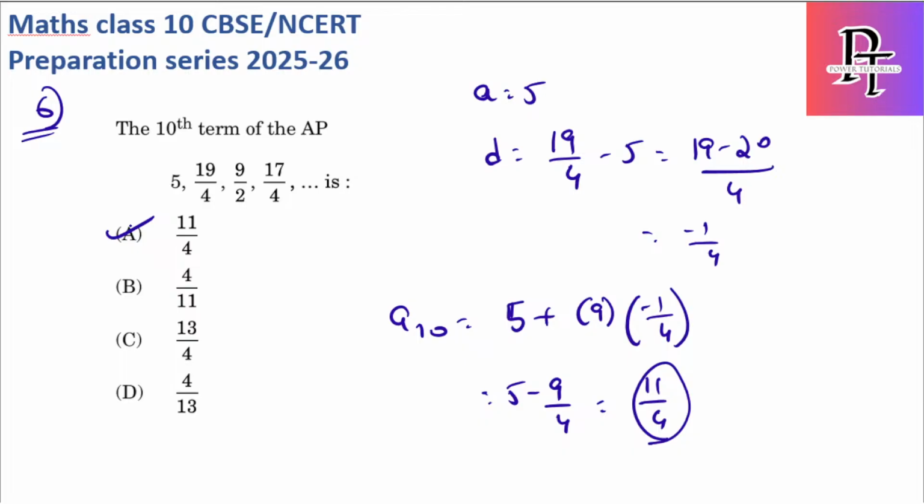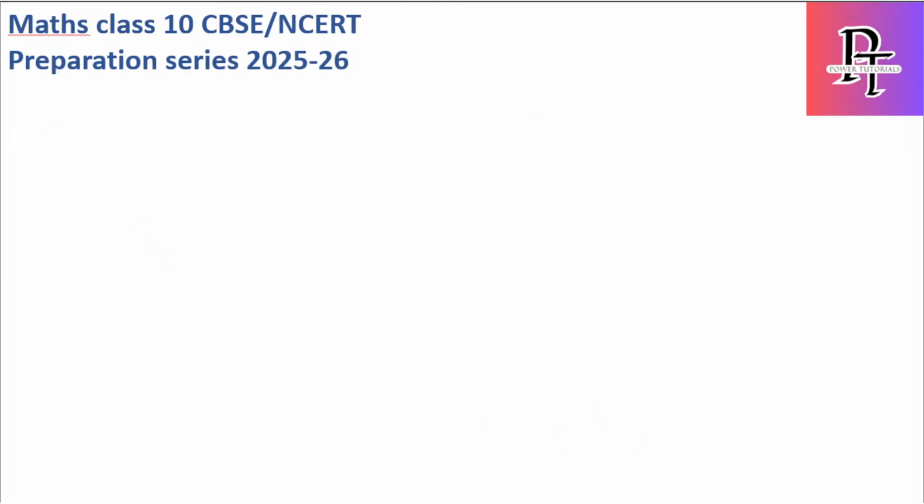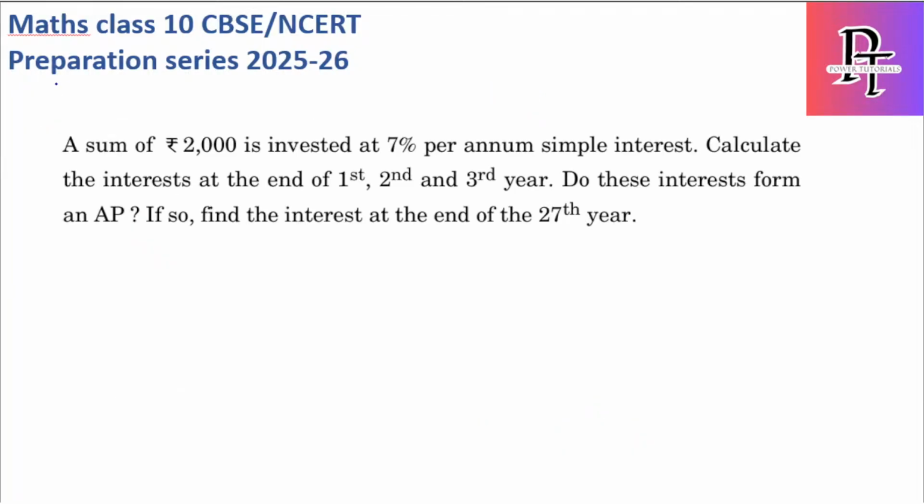Let's move to the 7th question for today. The 7th question is, I think, a 3 marks question. Let's solve this. It says a sum of 2000 is invested at 7% per annum simple interest. Calculate the interest at the end of first, second and third year. Do the interests form an AP? If so, find the interest at the end of 27th year. For this we need to know one formula, the simple interest formula, where SI is PTR by 100: principal, time and rate.